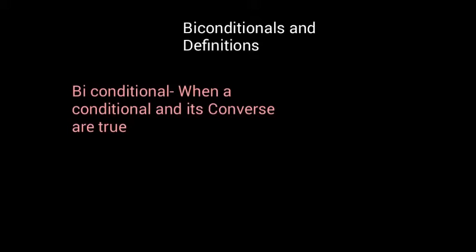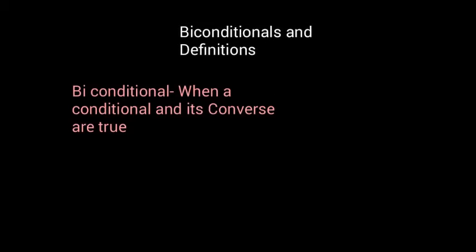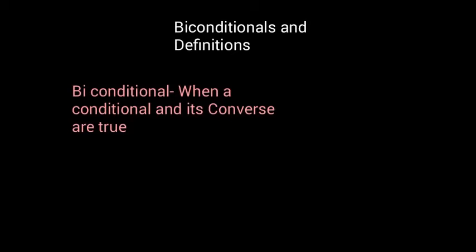Alright, we're going to talk about biconditionals and their definitions. A biconditional is when a conditional and its converse are true. If you remember what a conditional is, that means we're doing P to Q, and the converse would be Q to P. If both those are true, then we can write a biconditional statement.